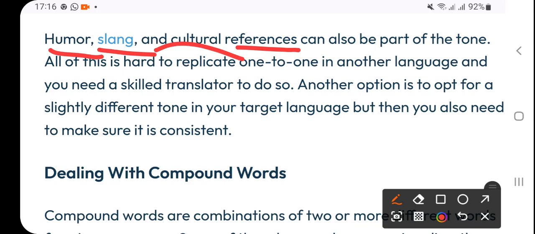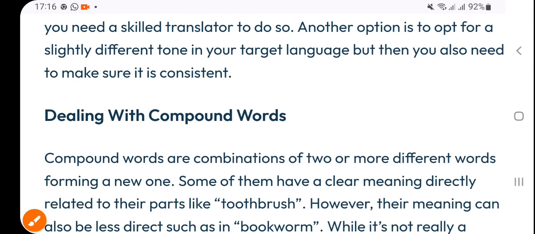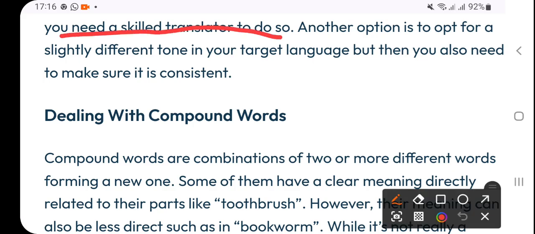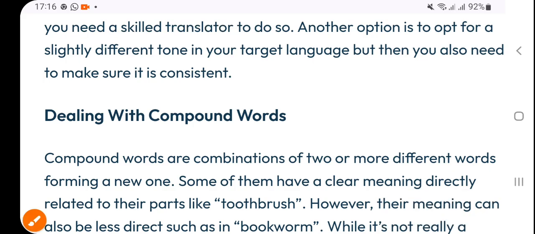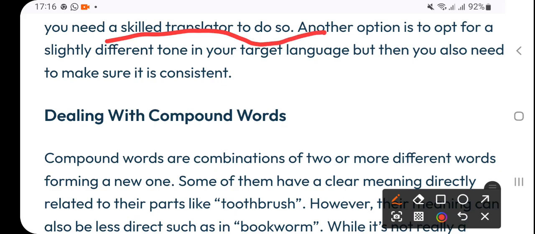So that's a very big problem: slang cannot be translated word for word, and the same idea cannot be delivered that way, right? So that's a big problem, and you need a skilled, very efficient translator to do so.